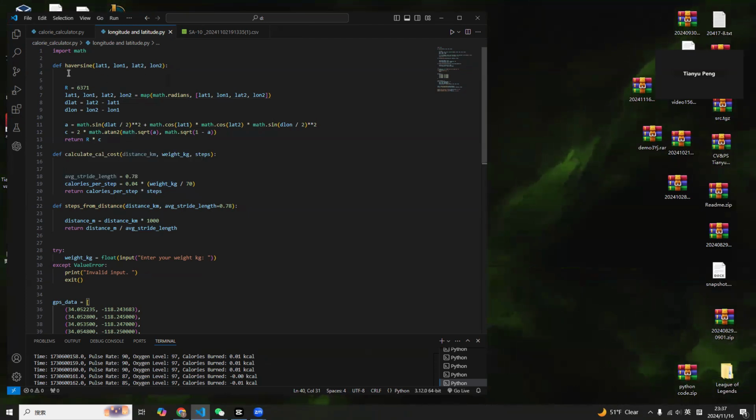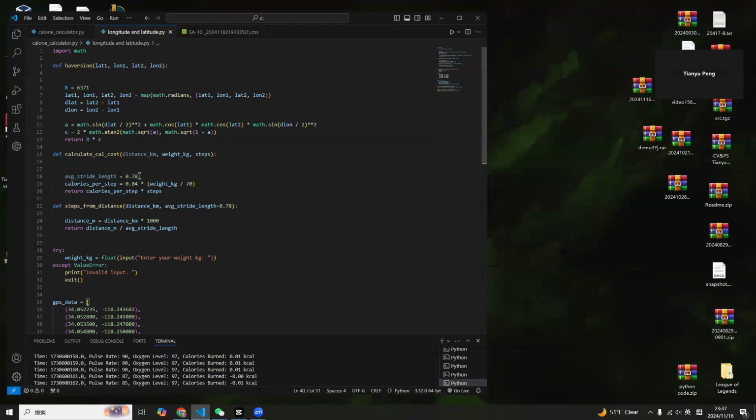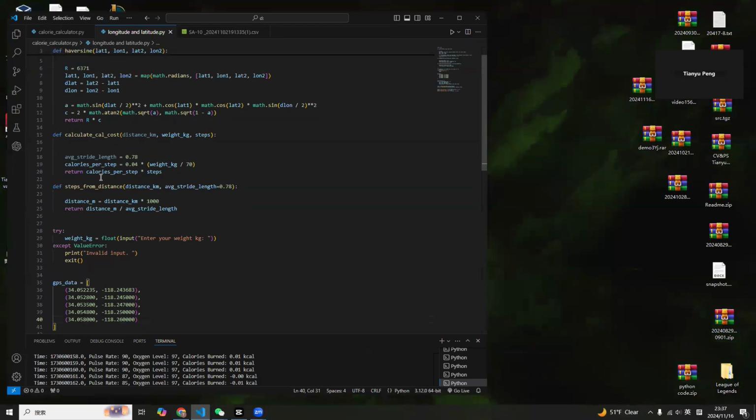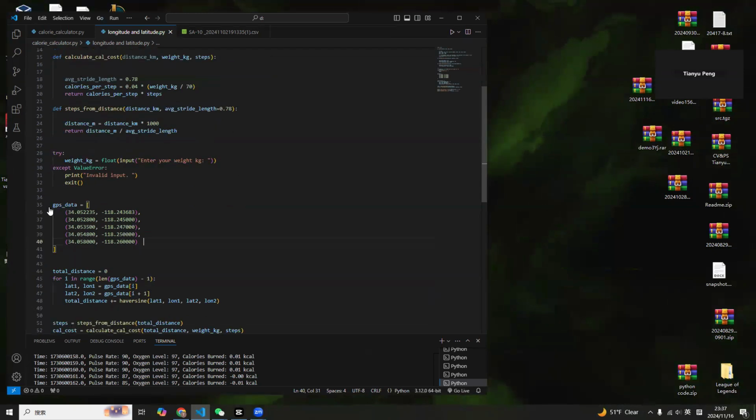So we basically use the Haversine formula to calculate the distance between two GPS points, and estimate calorie cost based on the distance and the number of steps. We can see the formula here, and we also put in the user weight. And the GPS data, such as longitude and latitude, is what we prefer to use.